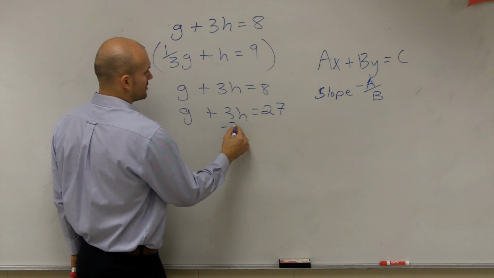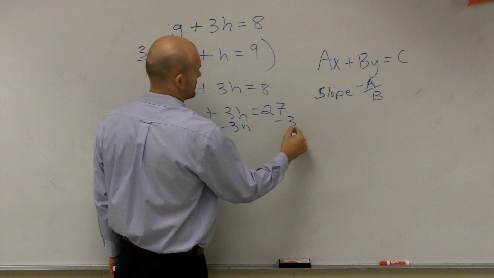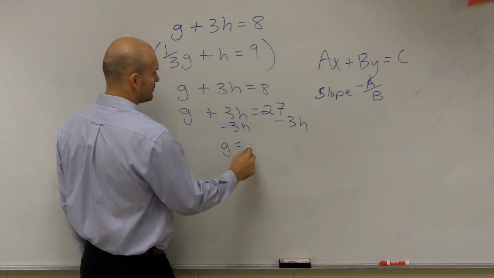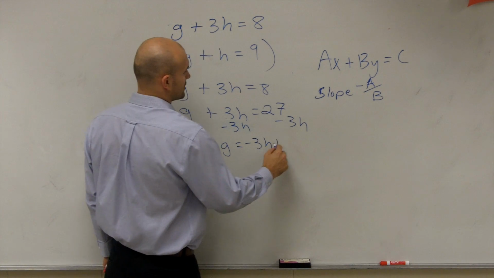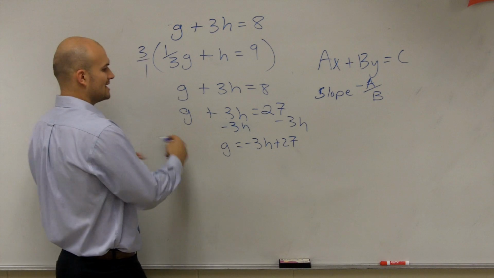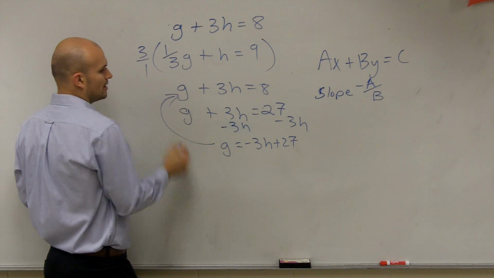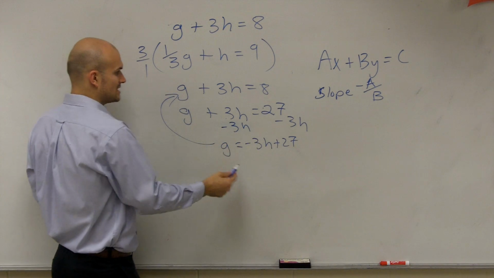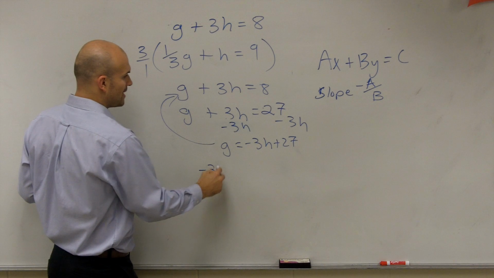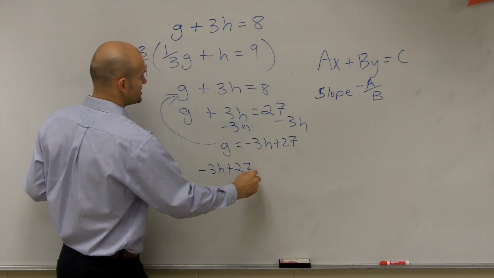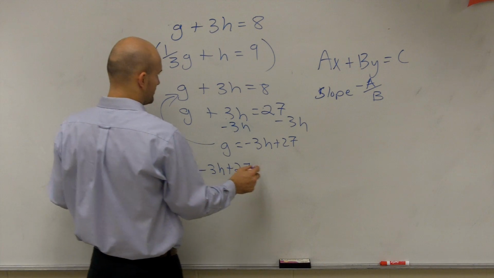So let's solve for this one. Minus 3h on both sides. So I get g equals negative 3h plus 27, right? Plug that into the top equation. Remember, since g equals this, I can substitute that value. And the reason why we do that is because now I only have one variable.